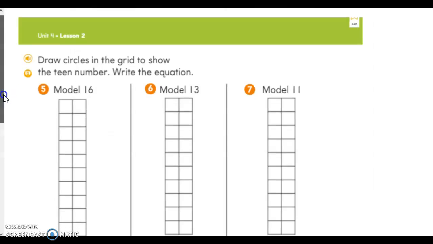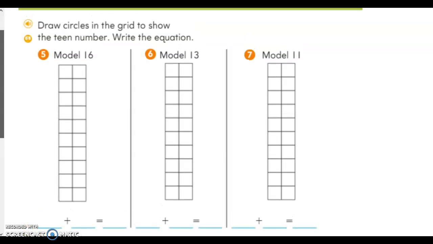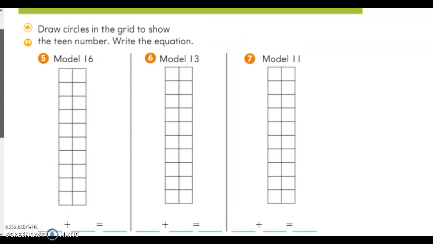For the workbook page, the back side of the one that we just did, we're going to draw circles in the grid to show the teen number. So it's extremely similar to something that we just did. So we're going to model this first one, and then I'm going to let you do the next two by yourself. So I'm just going to draw dots because it's hard to make circles on this computer. But so we have to draw circles in the grid to show the teen number and write the equation. So it wants us to show 16.